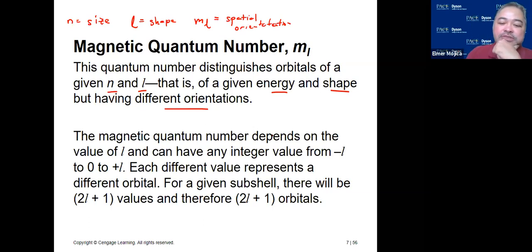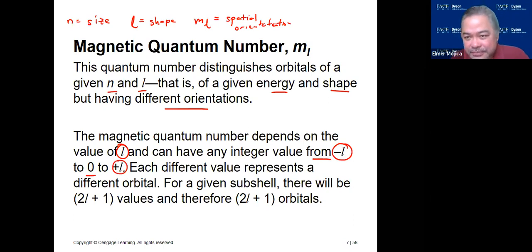So the magnetic quantum number that we have here depends on the value of L. What does it mean? If L depends on n, m sub L also depends on the value of L. And the way that you have here is it can have an integer value from negative L to positive L, including 0. So what does it mean if we're going to put the 3 quantum numbers like this? If I have 1 here, I have 0 here, what's the value of m sub L?